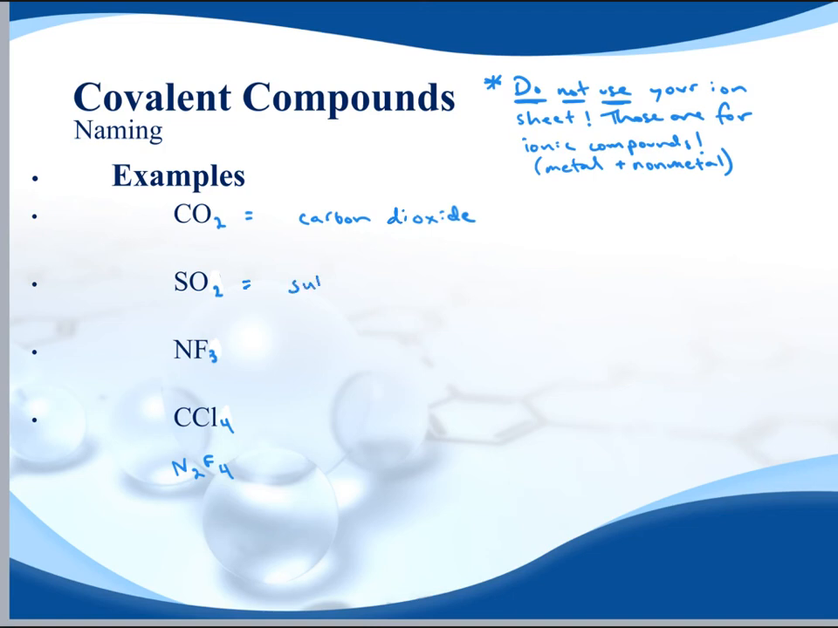The second one here is going to sound fairly similar. First element is sulfur. Again, it's oxygen as the second element. The suffix becomes "ide." I only have 1 sulfur. I do not write monosulfur, just sulfur. And then the prefix in front of oxide should be di, because there are 2 of them. So that's just sulfur dioxide.